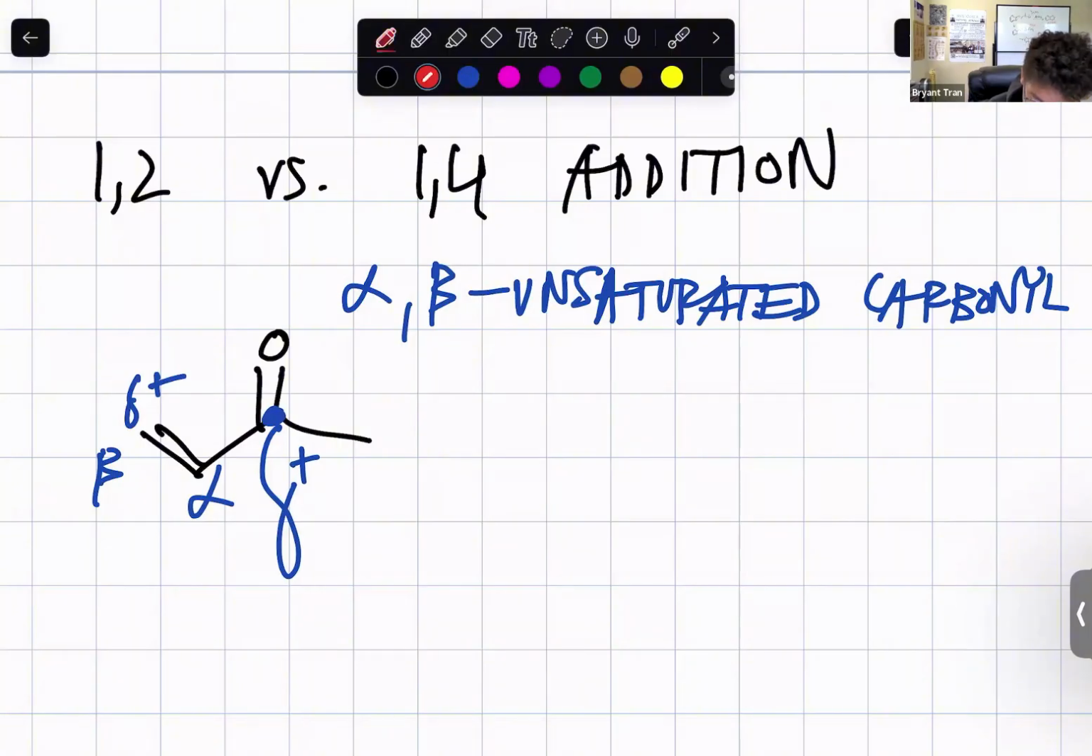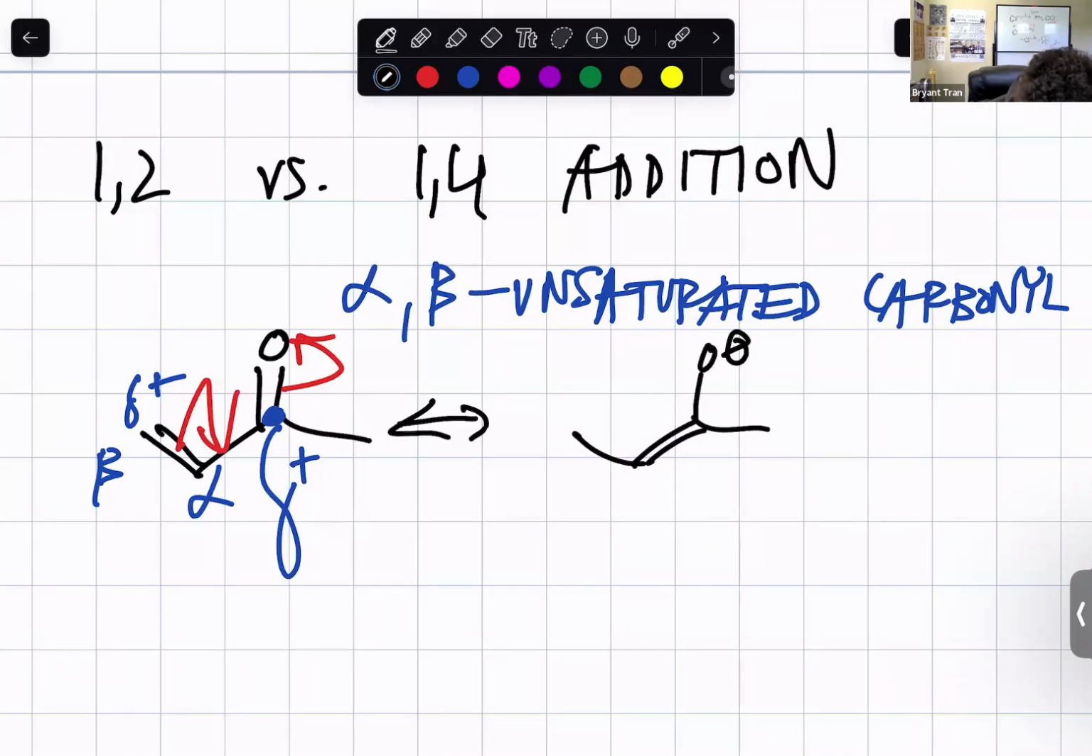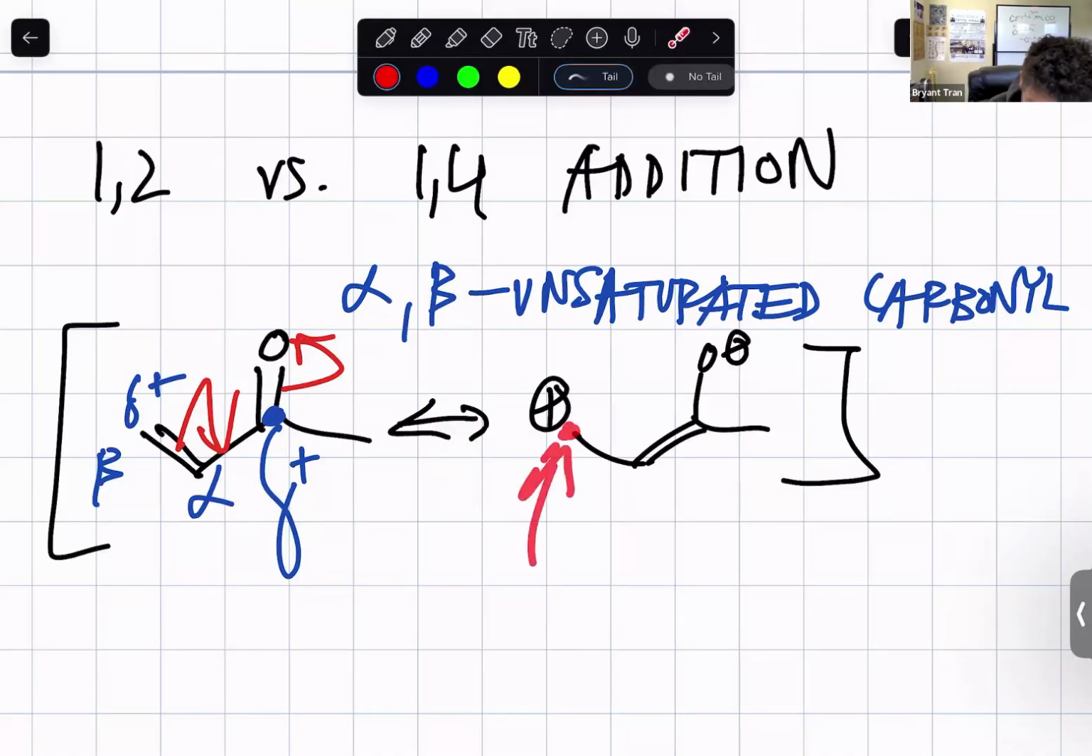And I'll show you why through this resonance structure. We could shift that double bond to create the bond here, popping this double bond out to the oxygen to give us this resonance structure right here. And we see that there is a full positive charge on the beta carbon, which is why this beta carbon and this carbonyl carbon are the electrophile.